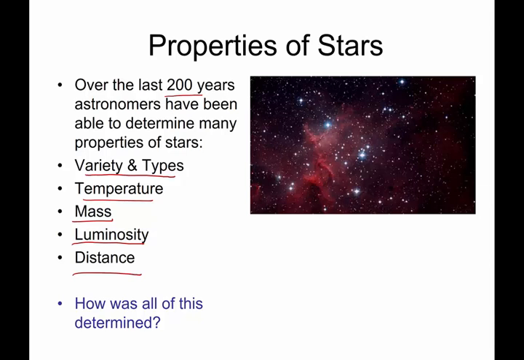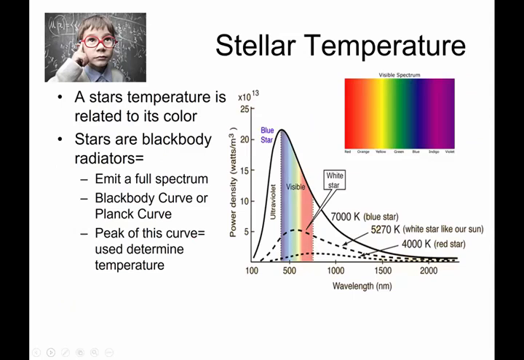So we're going to spend this section, this chapter, going through how all of this was discovered and determined. And we're going to begin with a little bit of review, things that we know from the past. First off, as you may remember, a star's temperature is related to its color.